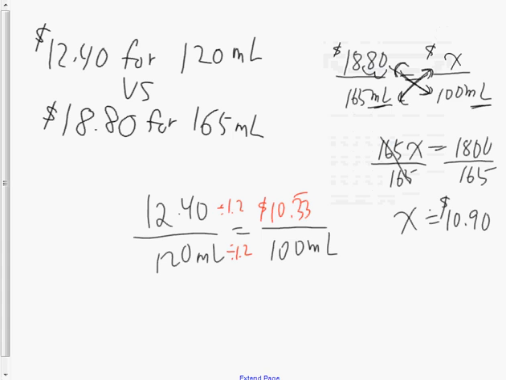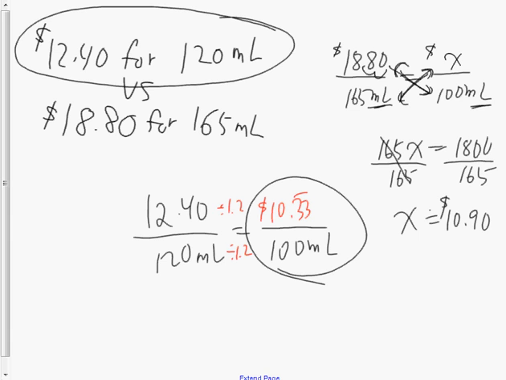So both things being equal, this is slightly less money, so the better deal is $12.40 for 120 mils, but it's not significantly. It's probably about, I don't know, 5% better, maybe, something like that. A little over 5%.